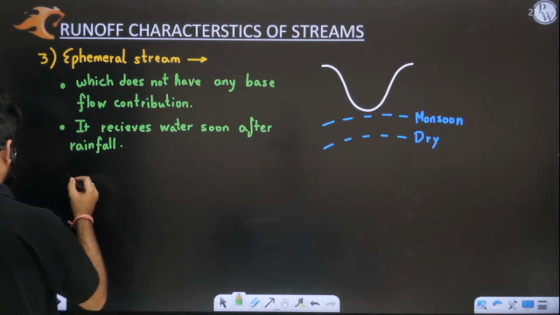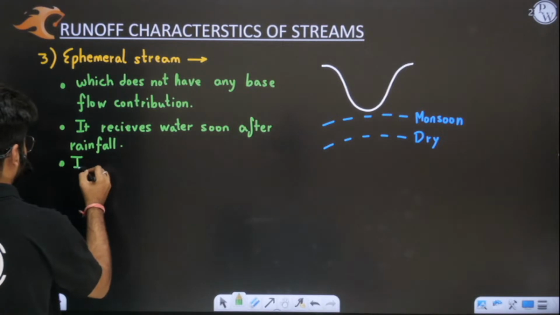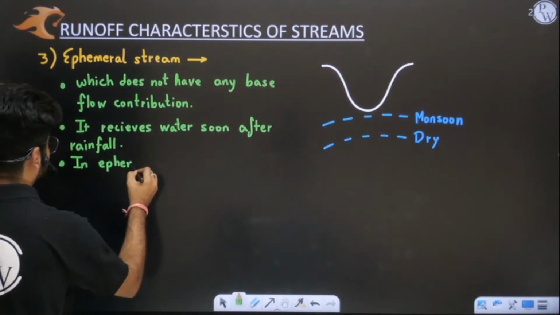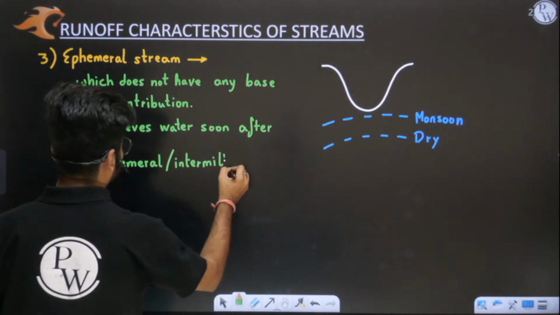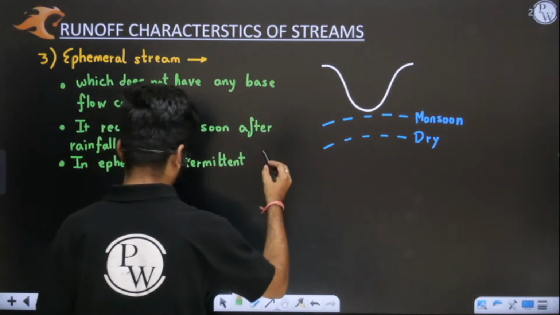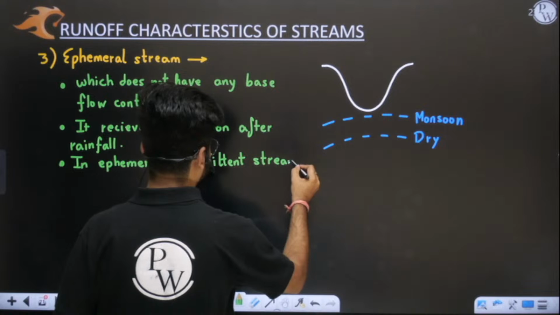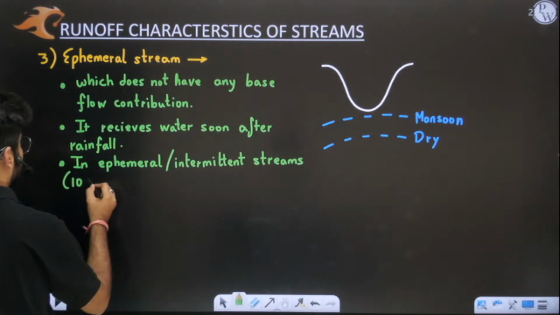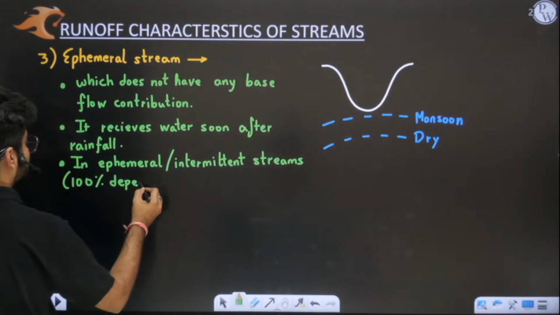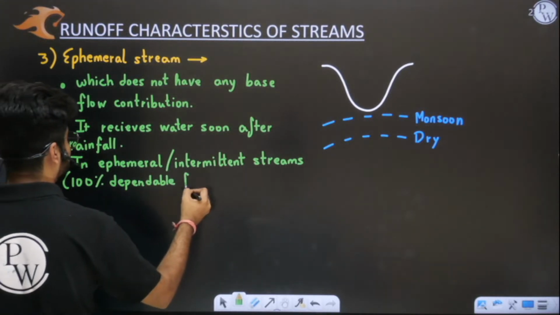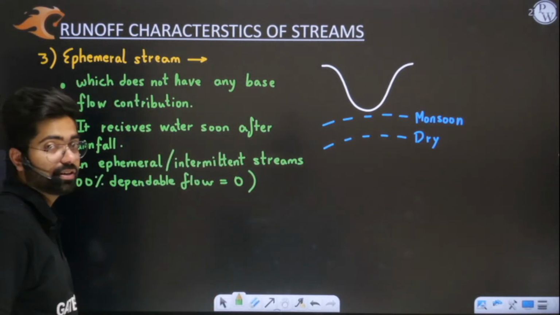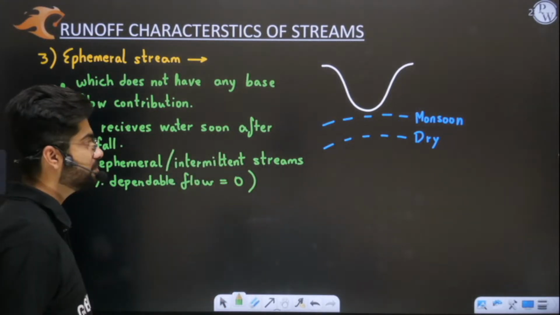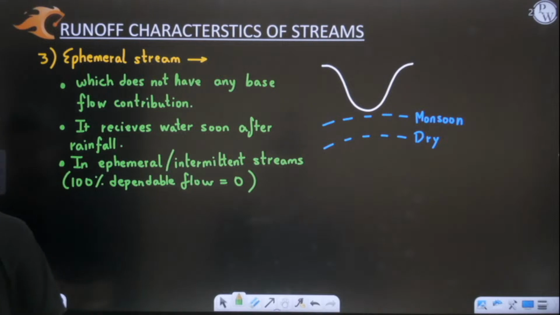Okay, now last point in ephemeral and intermittent streams, 100% dependable flow is 0. Why? Because the discharge which will always be present there in the river is 0. You will observe 0 discharge throughout the season, be it ephemeral stream or be it intermittent stream.